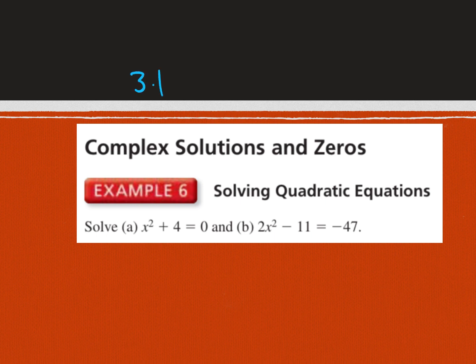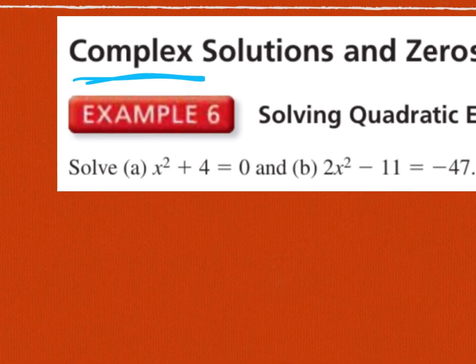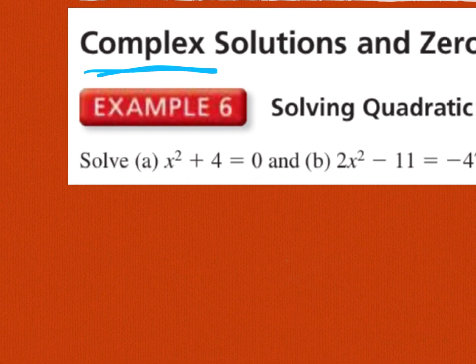For example 6, this ties back into what we did in 3.1, where we have to solve equations, but here we're going to solve and just end up with imaginary numbers. That's what makes them complex. So if we get a negative number under our square root, that's no big deal. We just take it out and turn it into an i. So solve the same way we did in 3.1.